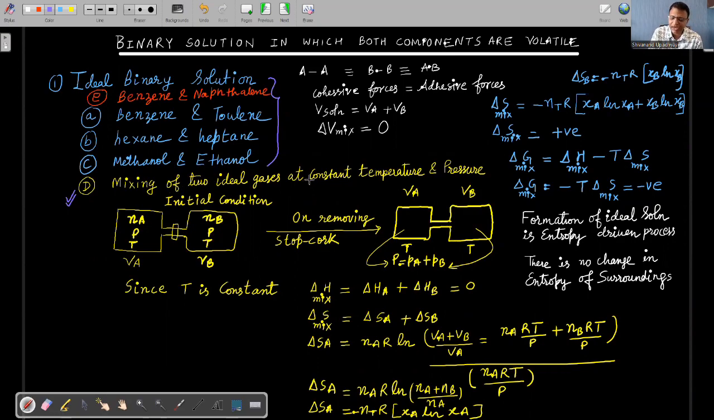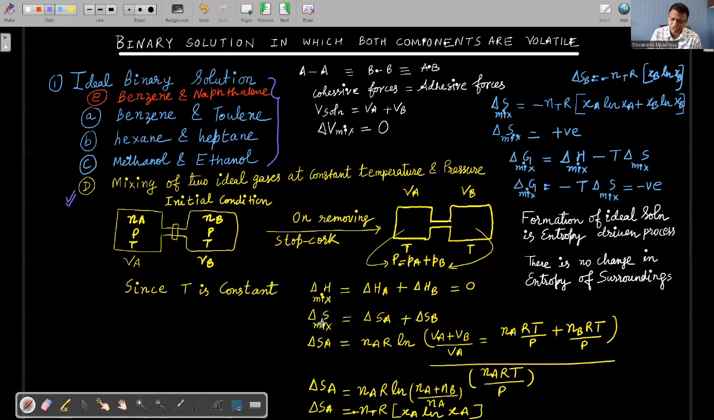So here we are discussing mixing of two ideal gases at constant temperature and pressure. Here a container is there where the number of moles of gas A is Na, and the gas is at pressure P, temperature T, and it is present in a container of volume Va. There is another where the number of moles is Nb, pressure is P, temperature is T, and volume is Vb. Since the temperature is constant, on mixing these two gases, there is no enthalpy change, because we know that enthalpy of an ideal gas only depends on temperature. Temperature is not changing, delta H will be 0, so delta H mixing will be 0.